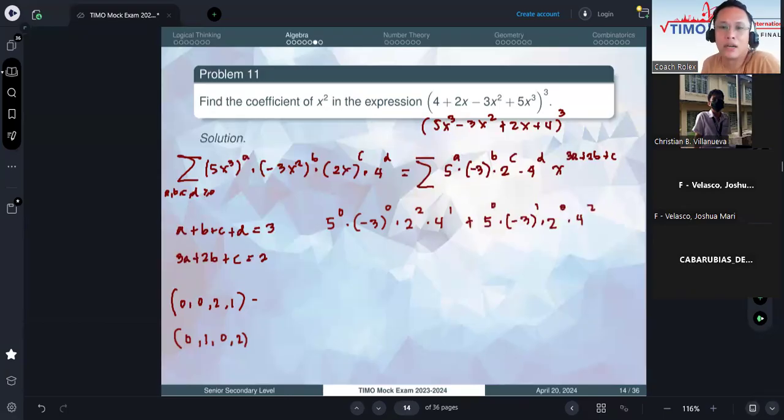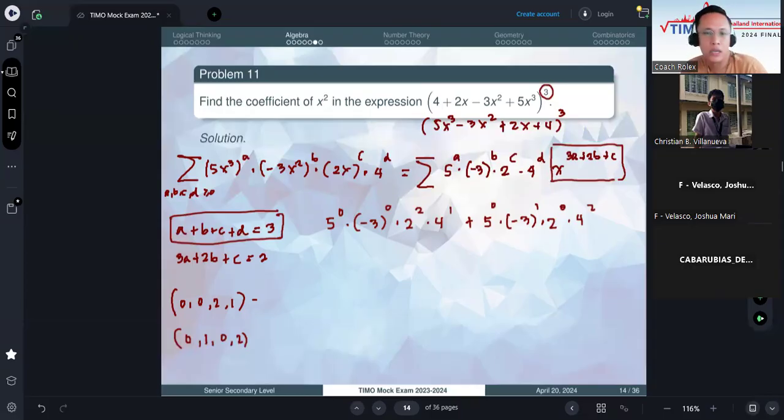Yes, A plus B plus C plus D should be equal to 3 because of the given, no? Our expansion is in cube. Then we need the exponent of x here equated to 2 because we are looking for the coefficient of x squared. So that is why we will find ordered quadruples in which the sum of a plus b plus c plus d is 3, and 3a plus 2b plus c is equal to 2.